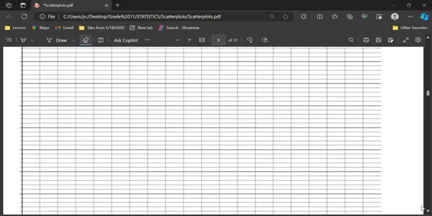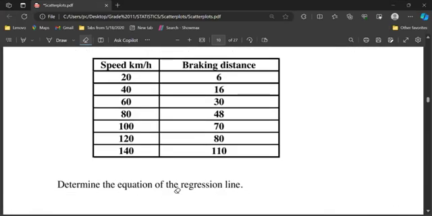Number 3. On example number 3, I wanted us to determine the equation of the regression line. I should have done it vice versa. I should have started by giving you the equation first and then drawn the line, because we need to know how to get the equation.